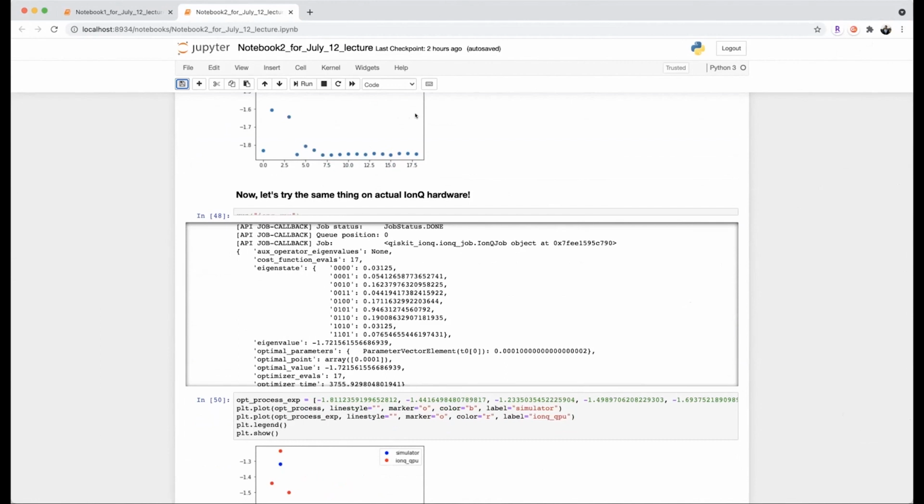To simulate large molecules like transition metal oxide catalysts, on that size of molecule, you will need 1,000 qubits to do that.